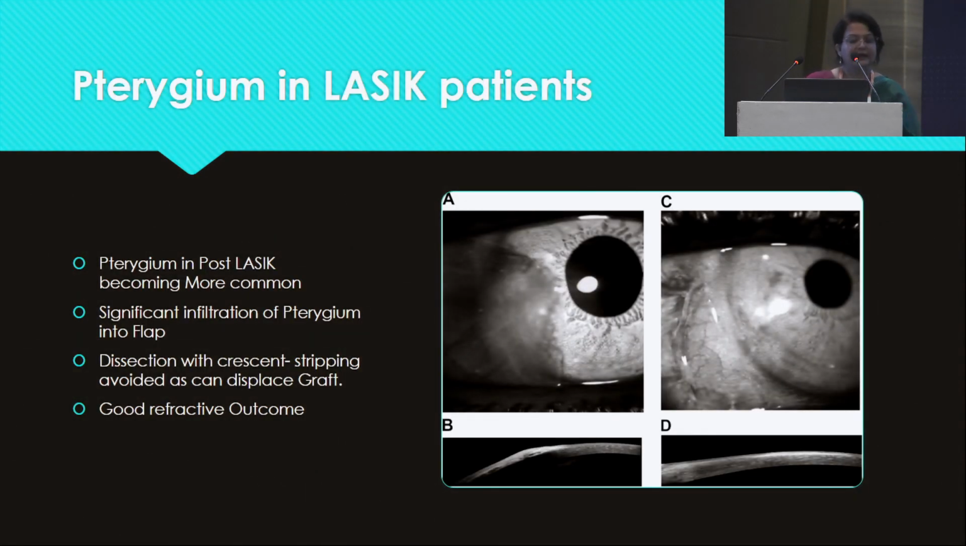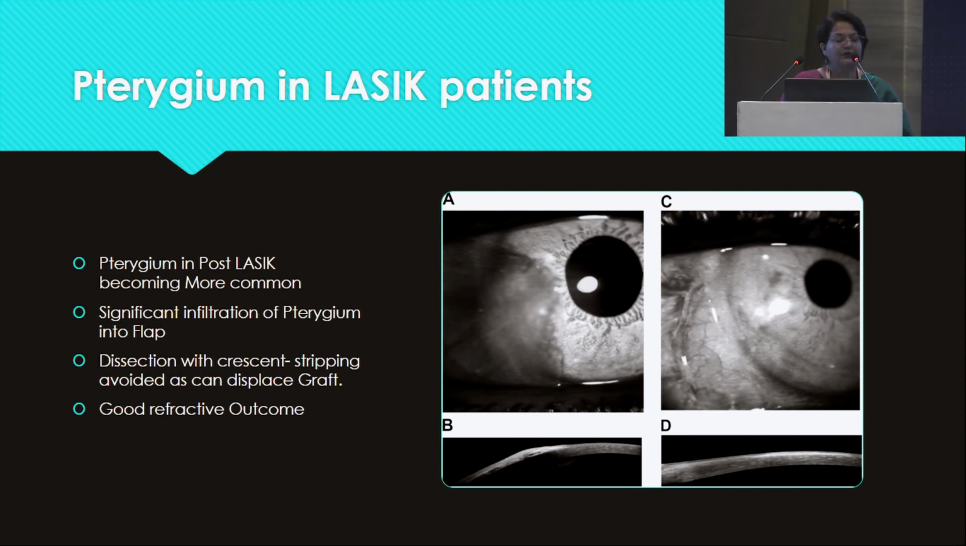Now LASIK is becoming very common. Lot of patients, young patients come who have post-LASIK, and pterygium by itself is also a common condition. So there are certain reports where the pterygium is seen in a LASIK patient, and unfortunately it is seen that such pterygiums are aggressive and they invade the LASIK flap quite deeply. So there is stromal invasion present as well.